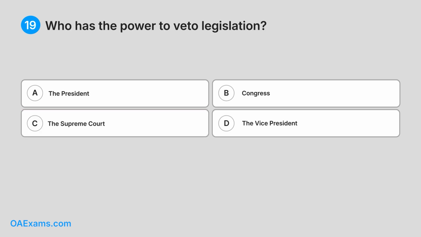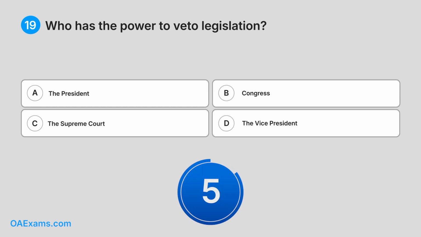19. Who has the power to veto legislation? A. The President. B. Congress. C. The Supreme Court. D. The Vice President. What do you think is the answer?